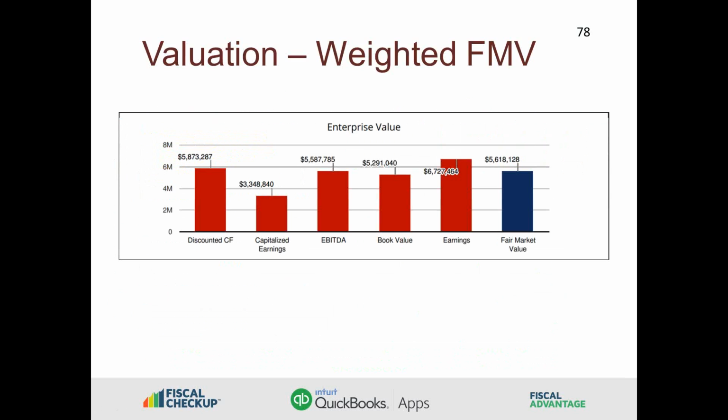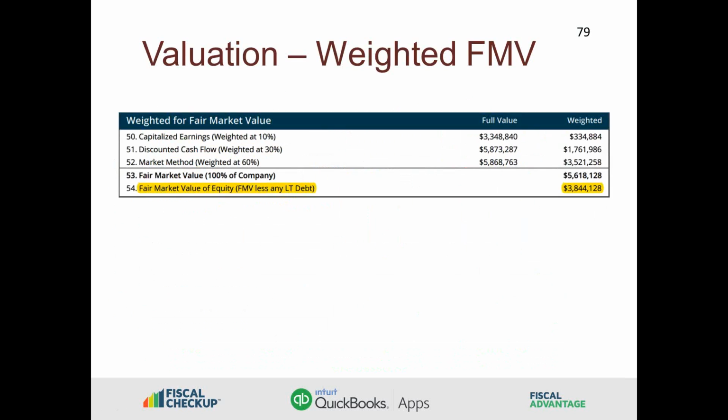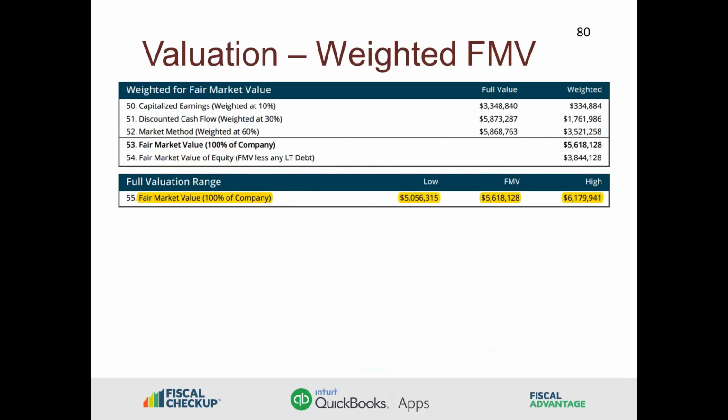In a couple of slides, we're going to validate that blended value by determining the buyer's return on equity in a fictional sale. So to calculate the fair market value of the equity in the business, we have to deduct the debt from the fair market value of the company. Fiscal Checkup understands that different buyers value businesses differently, so we generate a range here that's simply plus or minus 10% off of that fair market value.